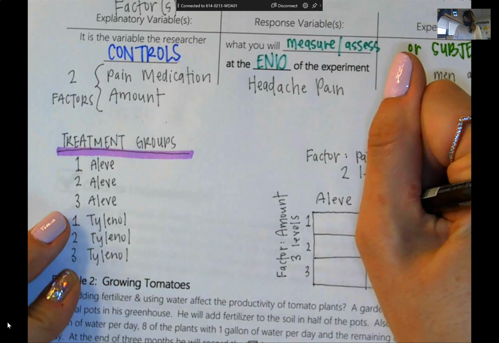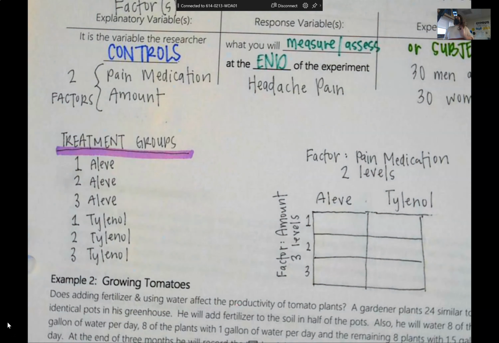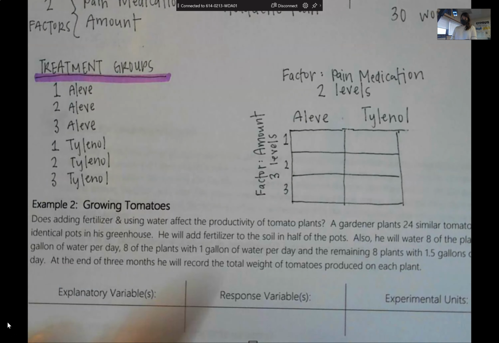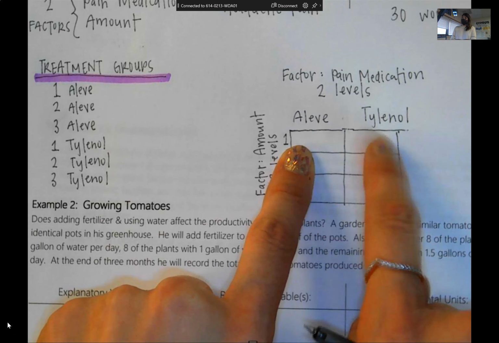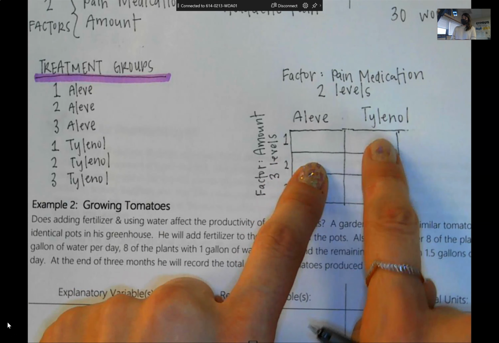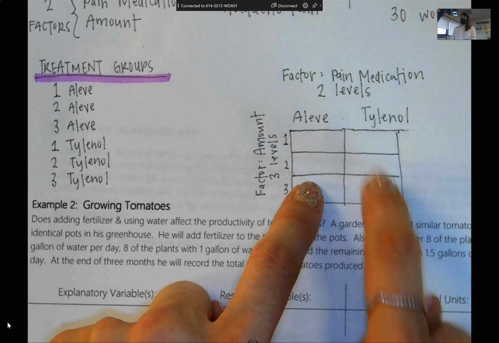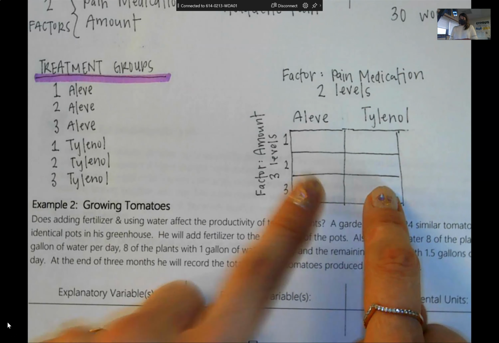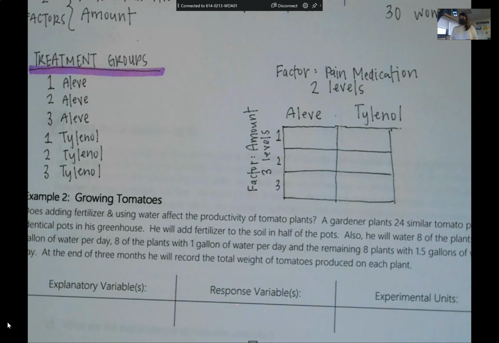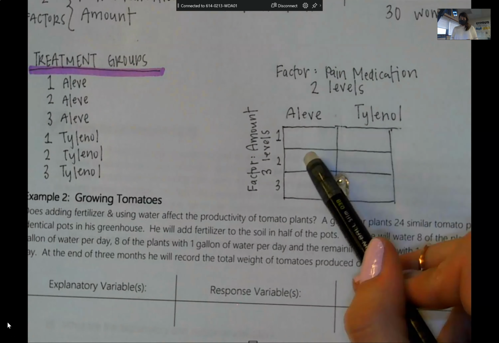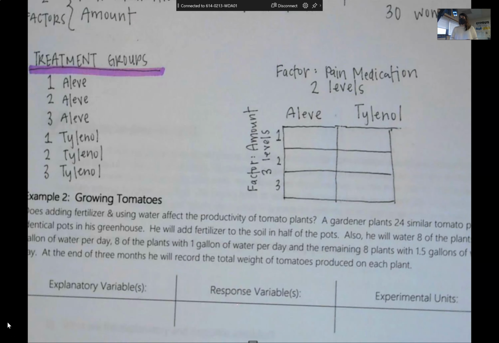And now this table kind of works like a multiplication table. So you line up these two things. This would be 1 Aleve, 1 Tylenol, 2 Aleve, 2 Tylenol, 3 Aleve, 3 Tylenol. The boxes tell me how many treatment groups I have. So notice there's 1, 2, 3, 4, 5, 6 boxes. So there's 6 treatment groups.